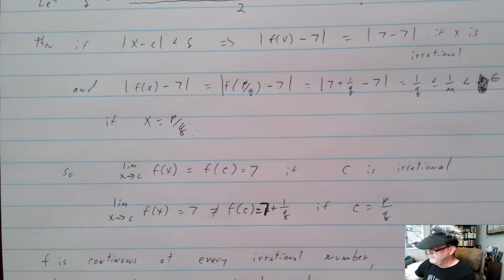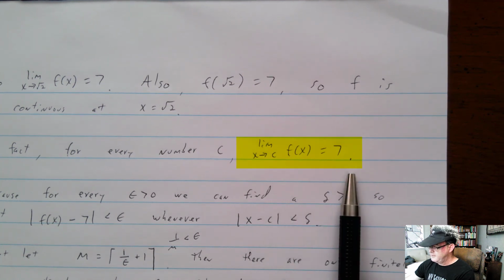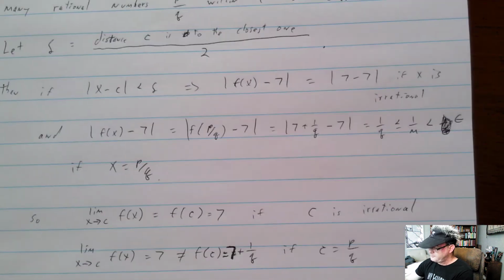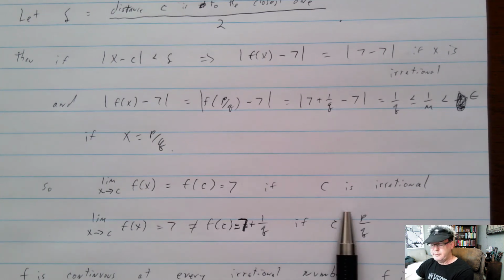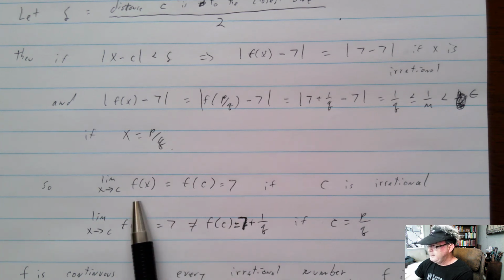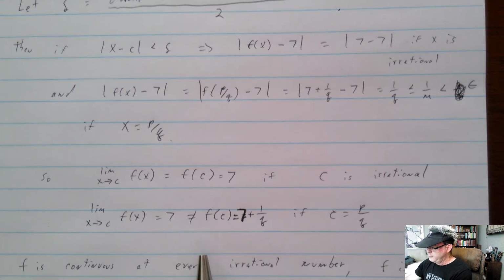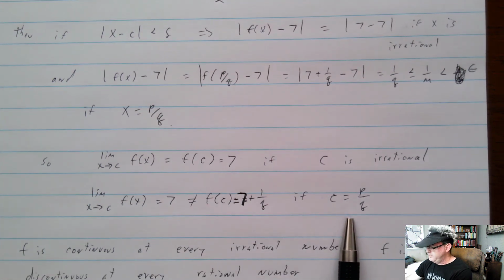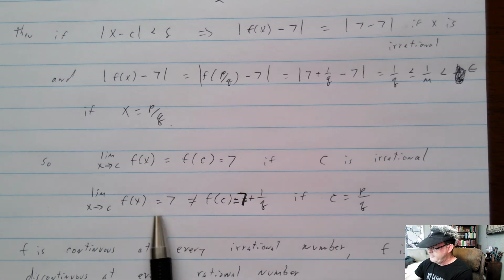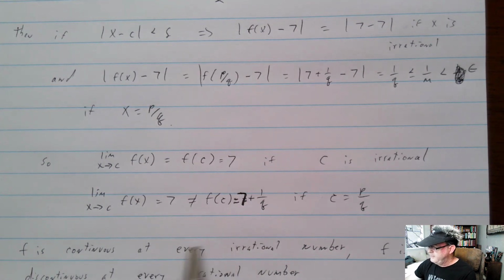I should state that separately here. Well, I stated it first. So the limit as x goes to c of f of x is 7 for every real number. And of course, if c is irrational, then the limit equals the value of the function, 7. But if c is rational, if c equals p over q in lowest terms, then the limit is 7, but the value of the function is 7 plus 1 over q. Now they're different by 1 over q, which might be small, but they're still different.